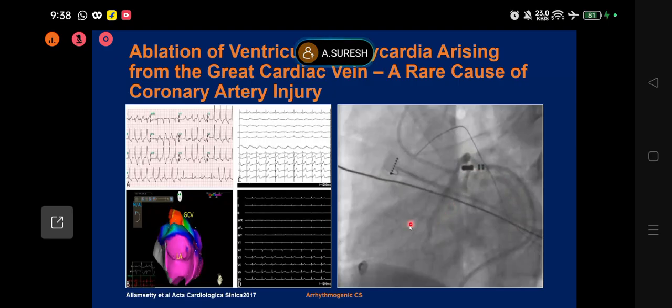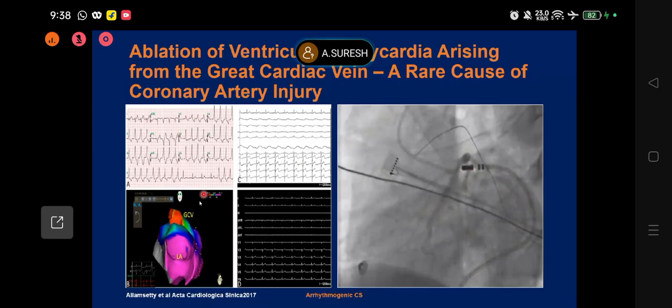This was a paper published by our group in Acta Cardiologica Sinica in 2017. A patient had ventricular tachycardia, as you can see here, RBB with inferior axis, and underwent an EP study. This is a 3D mapping, and the coronary sinus branches had earlier activation. This is the ablation catheter in the coronary sinus, and then a coronary angiogram was done, and the distance was slightly more than 5 mm. Then the ablation was done.